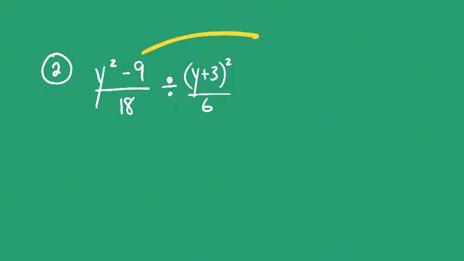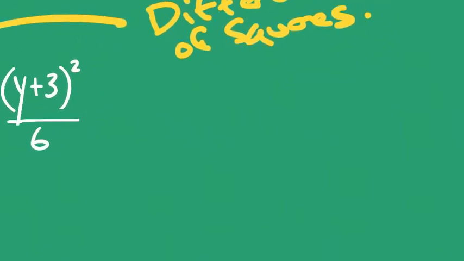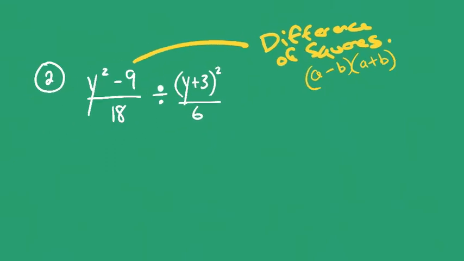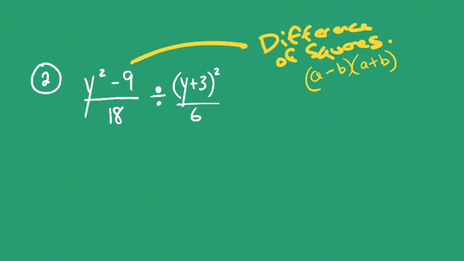Here we've got the difference of squares. Hopefully you're getting to the point where you notice that y squared minus 9, maybe y squared minus 25, y squared minus 100. Difference is subtraction, so a minus in between two squares. And the formula for that is a minus b, a plus b. As long as you can identify what the square roots are, the square root of y squared is y. The square root of 9 is 3, so that's your a and your b.